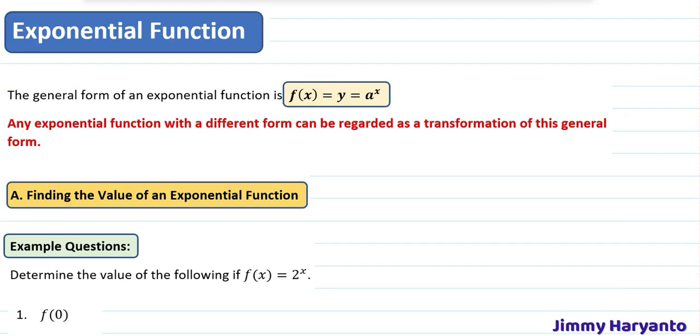Okay, and then next is exponential function. The difference between exponential and exponential function is, when you are dealing with exponential function, you will be dealing with y and x like this. f(x) equals y equals a to the power of x. Yeah, and the exponential function that is different from this one, different from a to the power of x, can be regarded as a transformation of this general form. So when you have, let's say, a to the power of x and then plus 1, that means it's already transformed, guys. I will explain it later.